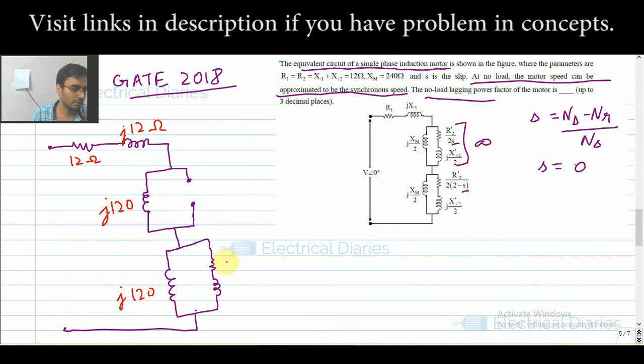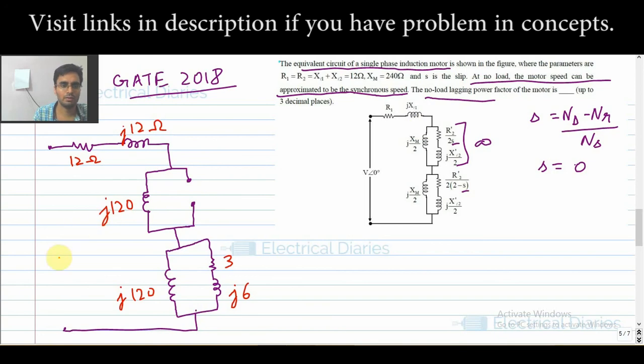This resistance will come out to be 3, I guess. 12 by 4 is 3. And this will come out to be J6. Okay. So now this question, see now what we have to do. See, we have to find the lagging power factor.